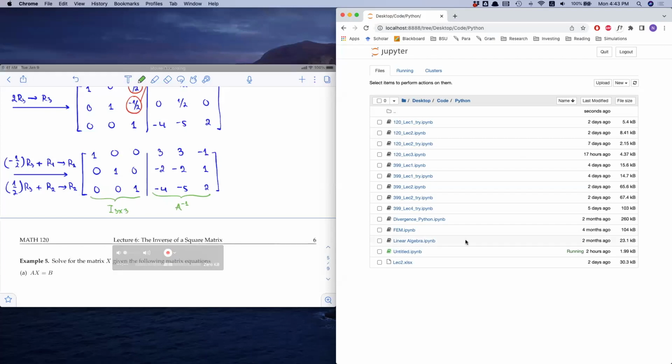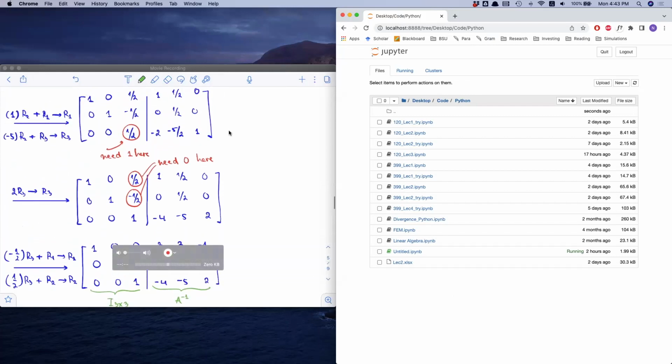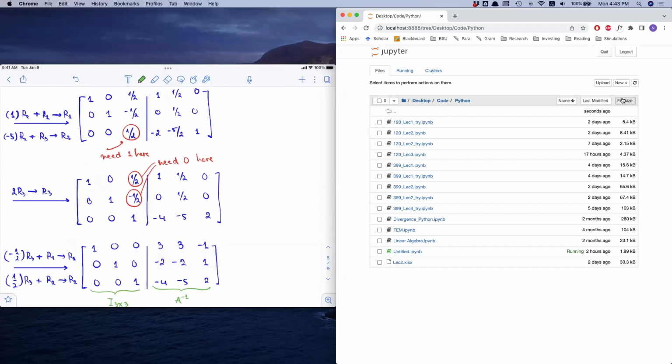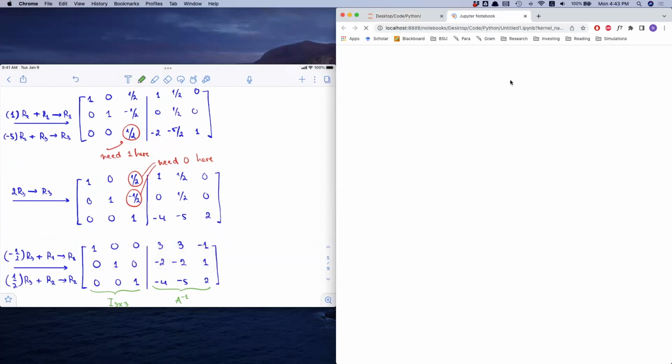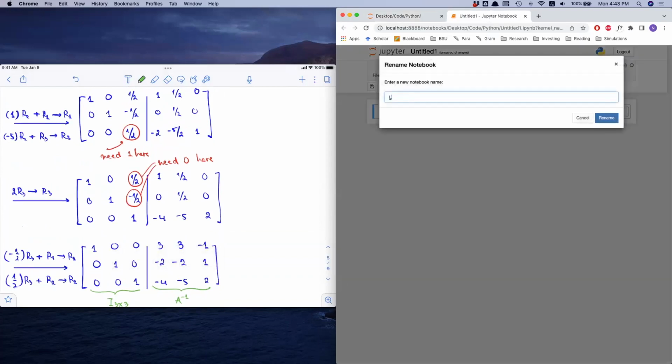Okay, so this is the setup that I have. On the right hand side is the environment where I'm going to type in the code, and on the left hand side is the lecture note that we've been working on. To start a new file, I'm going to click on New and then click Python 3, and I'm going to change this name to lecture 6.